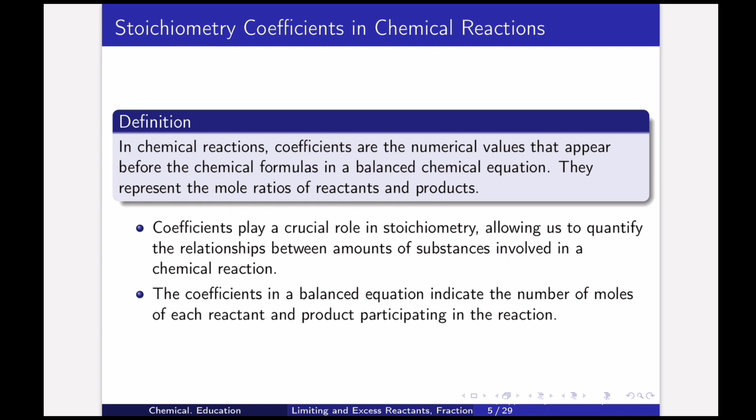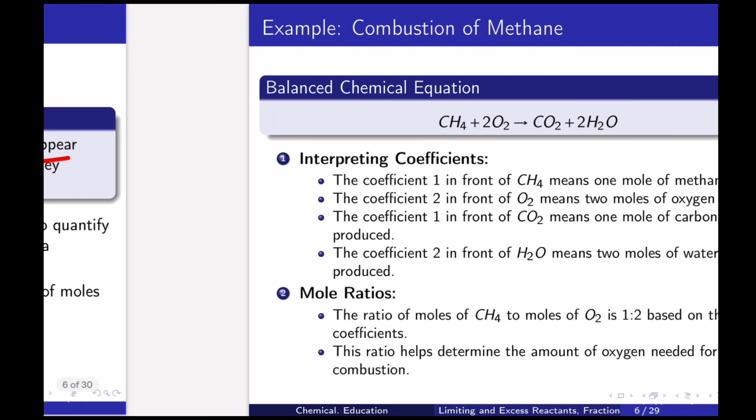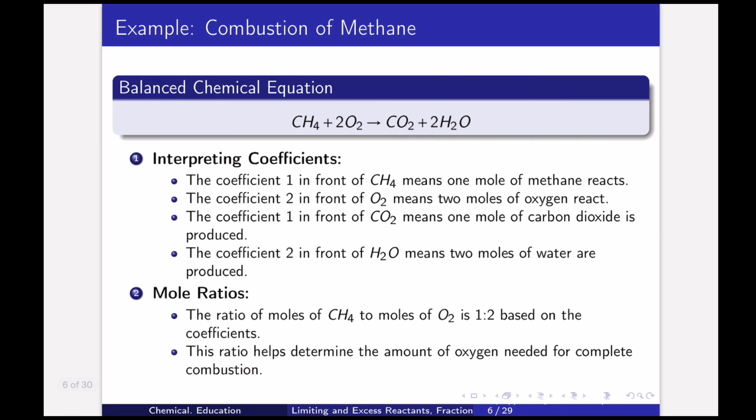So here, the numerical values appear before the chemical formulas. Coefficients play a crucial role in stoichiometry, allowing us to quantify the relationship between amounts of substance involved in a chemical reaction. The coefficients in a balanced equation indicate the number of moles of each reactant and product participating in the reaction. Now again I am taking the same example.